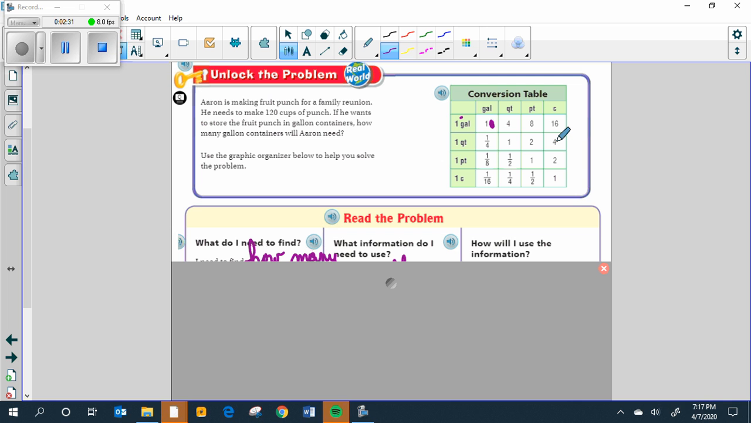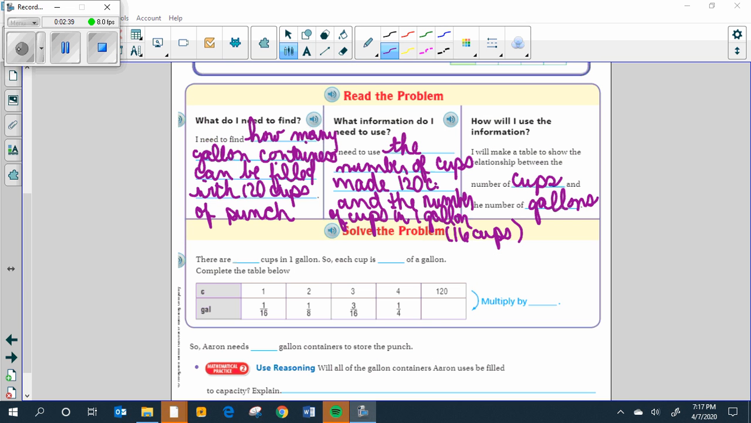What do I need to find? What information do I need to use? And how will I use that information? Then join us to talk about the problem. What do I need to find? Well, I need to find how many gallon containers can be filled with 120 cups of punch.